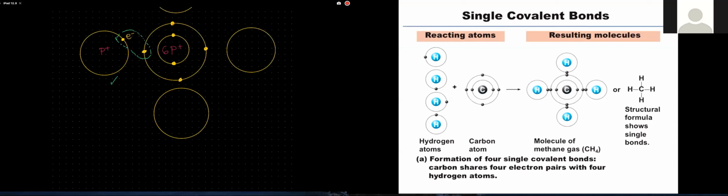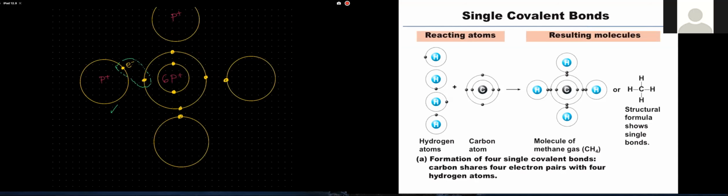Each one is going to have 1 electron and 1 proton in the nucleus. So it will make the same deal with 3 more hydrogens. Did anybody gain an electron? Did I lose this electron as carbon? Or did I gain this electron from the hydrogen?